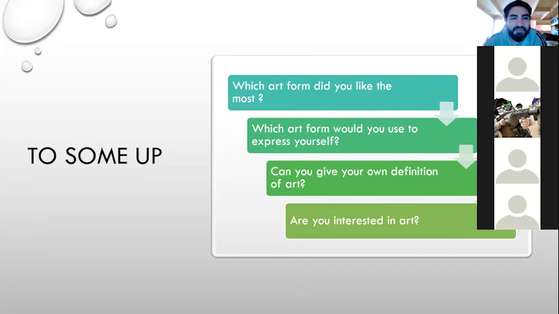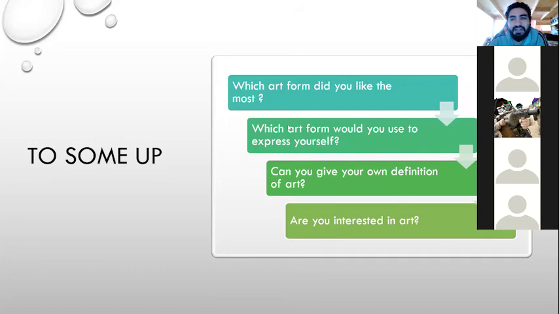Excellent, excellent, Benjamin. Thank you very much. And the rest, which art form would you use to express yourself? ¿Qué forma de, qué expresión? Okay, literature, excellent. So you will use mainly literature. Yes, I like that one. It's easier to express yourself, maybe.